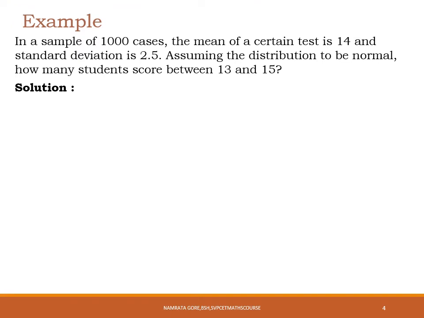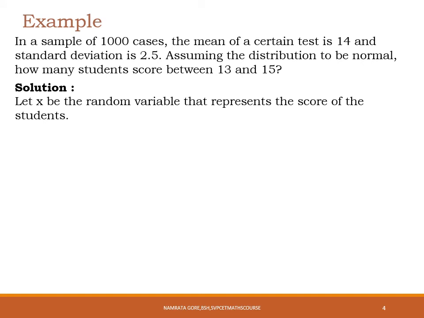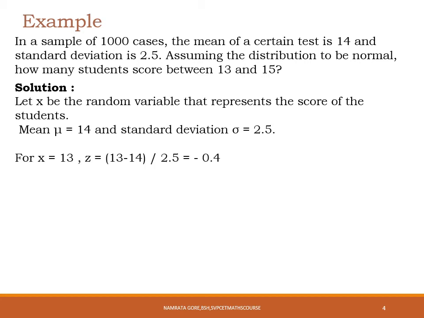Again, an example of sample of 1000 cases. Mean of a certain test is 14, standard deviation is 2.5. Assuming the distribution to be normal, we have to calculate how many students will score between 13 and 15. So the score of the student is our random variable here. Then mean is 14, standard deviation is 2.5. So we have to find how many students score between 13 and 15.